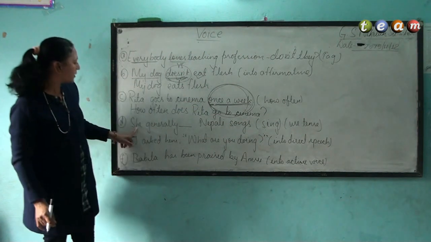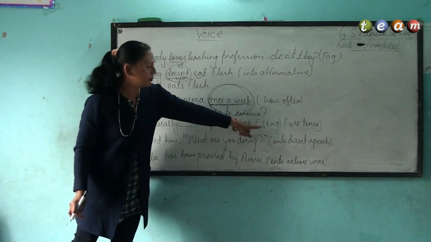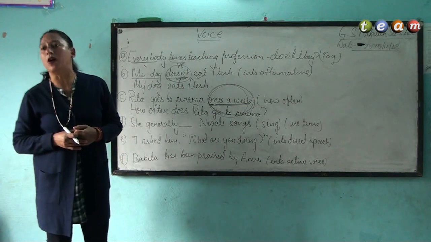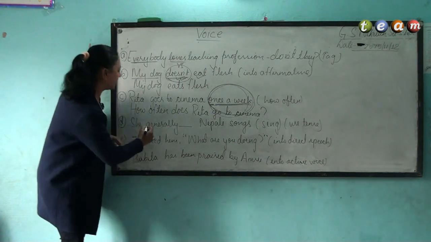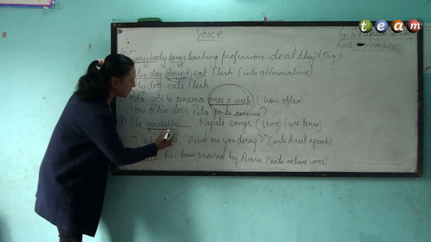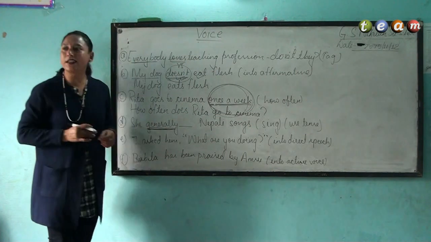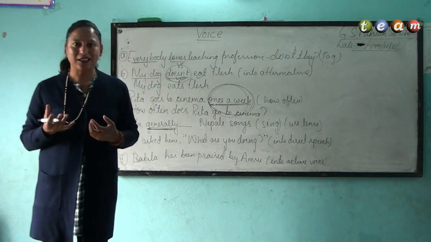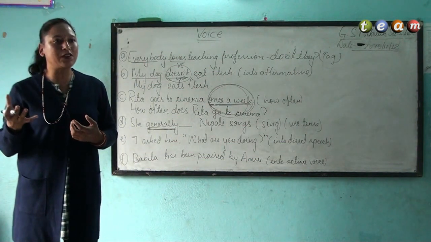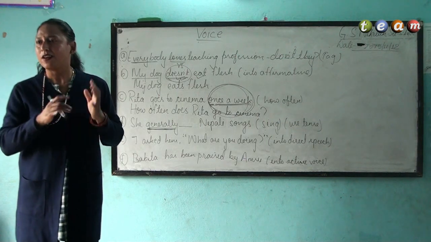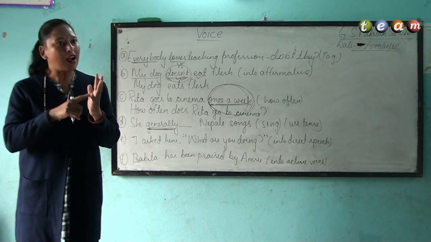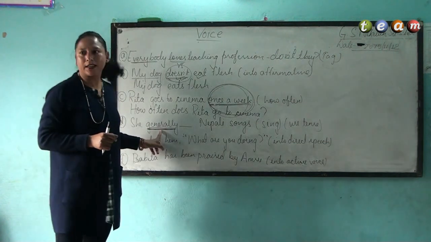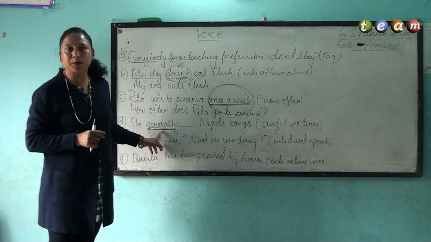Okay. And next one, see: generally Nepali songs. In bracket it is written there sing, and we have to write down here the correct form of the verb. So generally is a time verb. Which tense? Generally refers to the past or present? Present. Frequently, generally, hardly, rarely, scarcely, all these time verbs indicate the present tense.